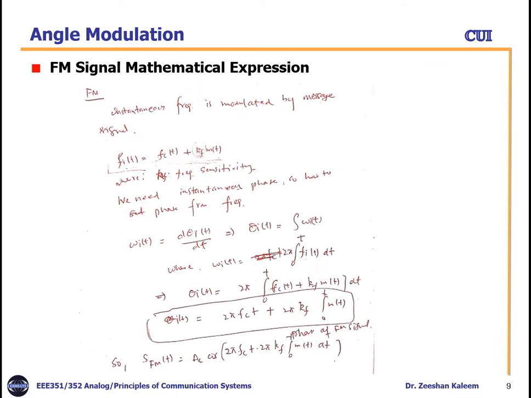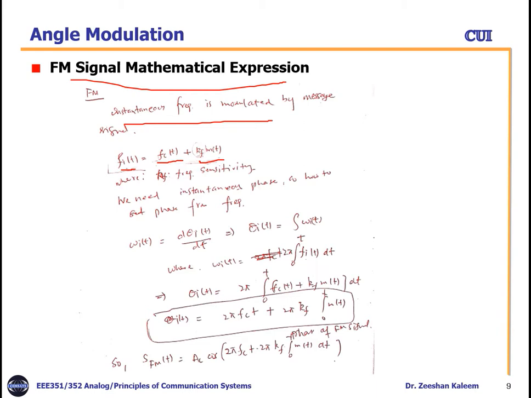Now we need to discuss the FM signal mathematical expression. First of all, you know that the instantaneous frequency is modulated by a message signal. So the instantaneous frequency fi(t) is equal to fc, the carrier, plus kf m(t). Here kf is a constant and m(t) is the message signal. kf is the frequency sensitivity.